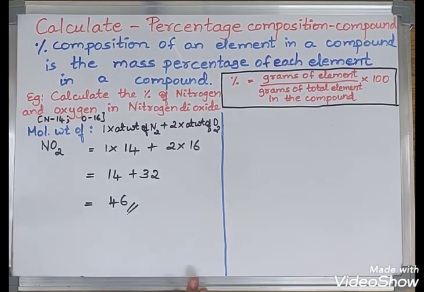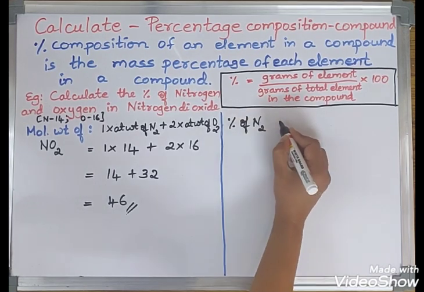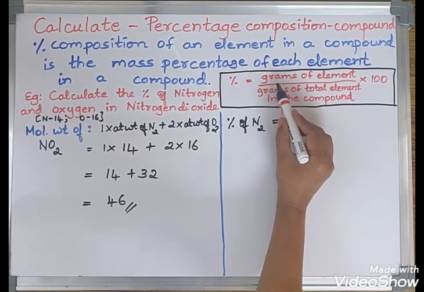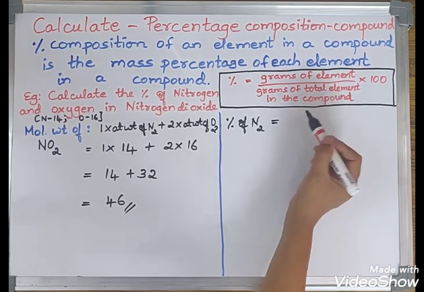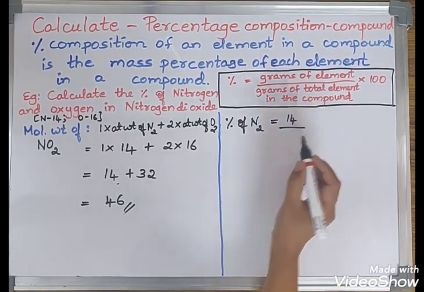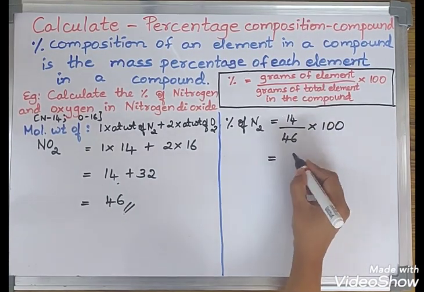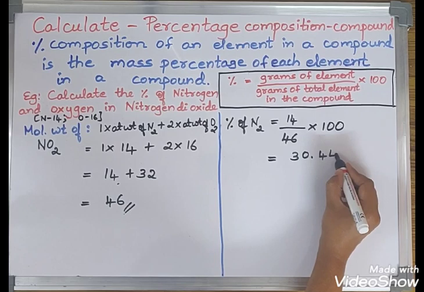Now what you need to do is calculate the percentage of nitrogen in NO2 and oxygen in NO2. First let us write down the percentage of nitrogen. For this we will make use of this formula. Percentage composition is equal to grams of the element upon grams of total compound into 100. Grams of the element, we have 14. We take this 14 upon the molecular weight, that is 46, into 100. The answer that you get is 30.44%.